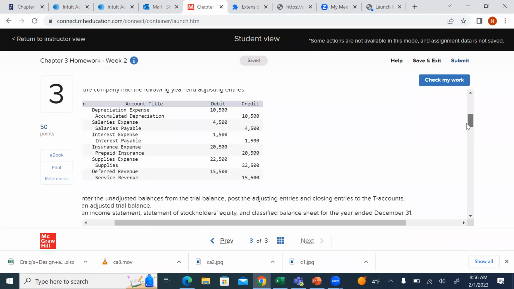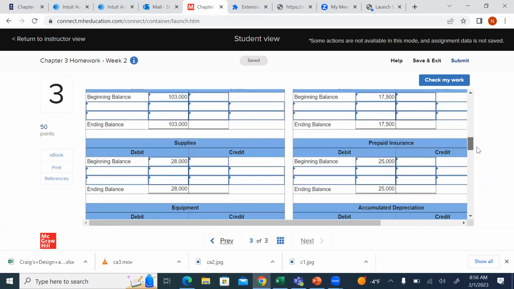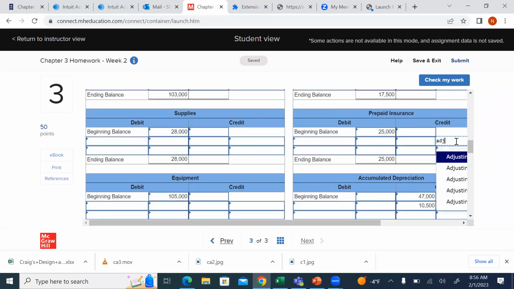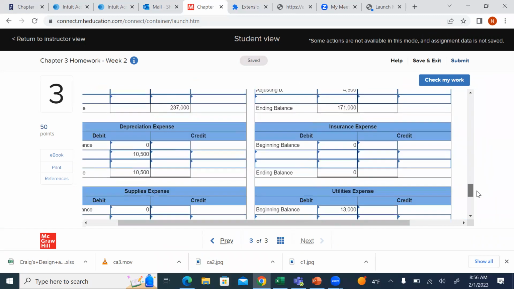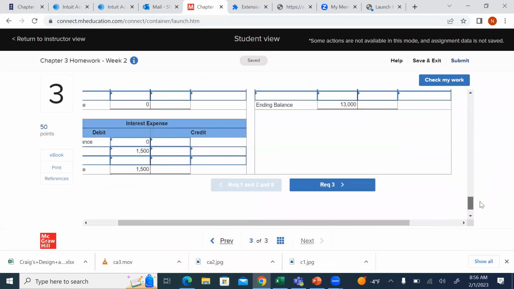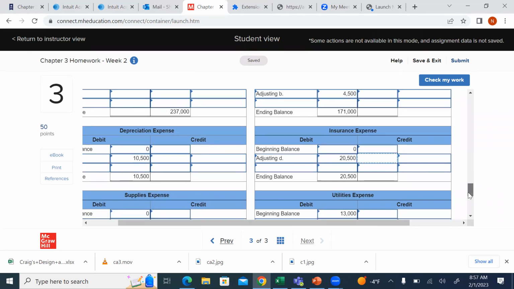Next, insurance expense, 20,500, and we'll credit prepaid insurance of 20,500. So we'll go to our prepaid insurance, 20,500, and we'll go to our insurance expense, $20,500. How you guys doing? Good.